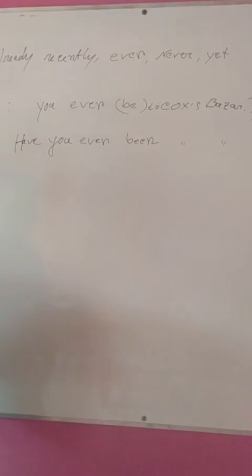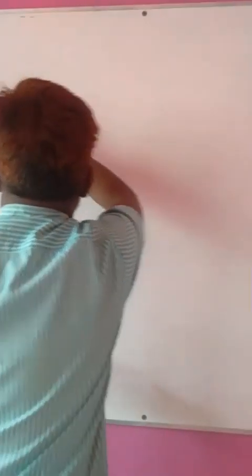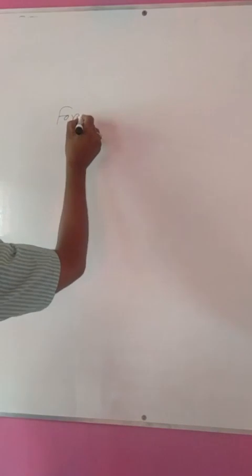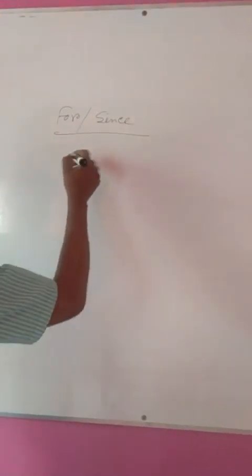Let's go to the next exceptional rule. What is the next? If we get for or since in any sentence, then we have to realize what kind of sentence this is and what is the tense of this sentence. Normally we know for and since are used for present perfect continuous tense.